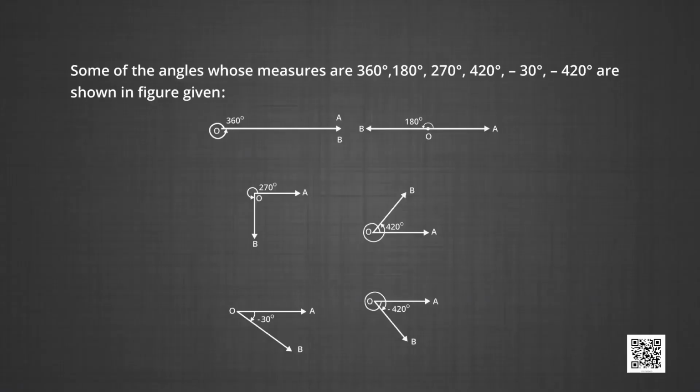Let us see how some of the angles look. Some of the angles whose measures are 360 degrees, 180 degrees, 270 degrees, 420 degrees, minus 30 degrees, minus 420 degrees are shown in the given figures. 360 degrees, 180 degrees, 270 degrees, 420 degrees, minus 30 degrees which is moving in the clockwise direction, and minus 420 degrees, one complete circle, and then another 60 degrees in the clockwise direction.